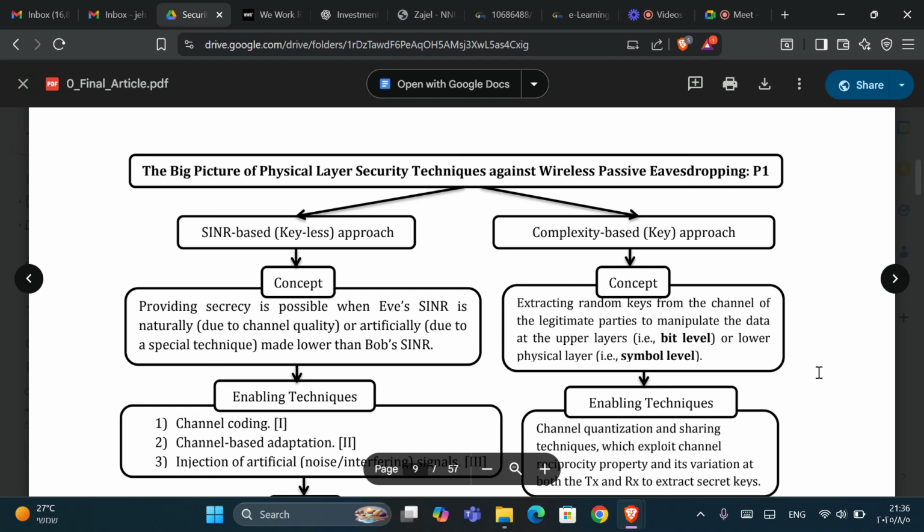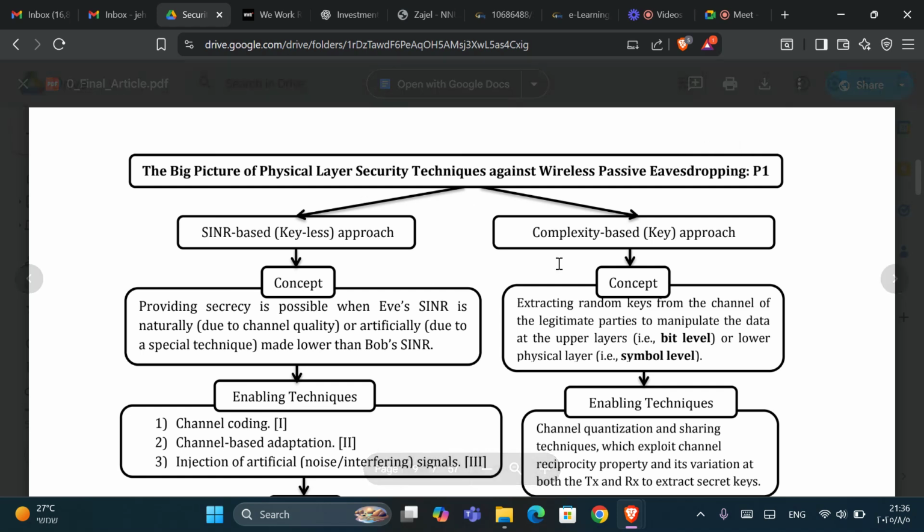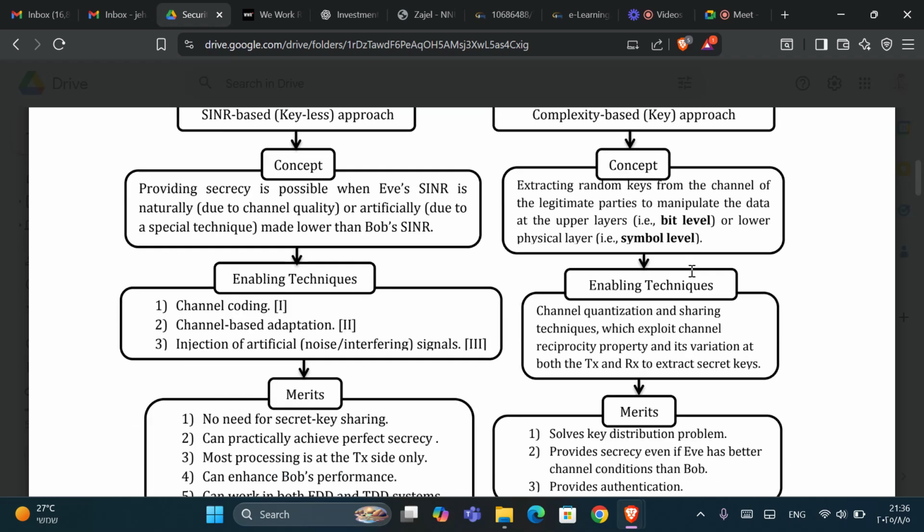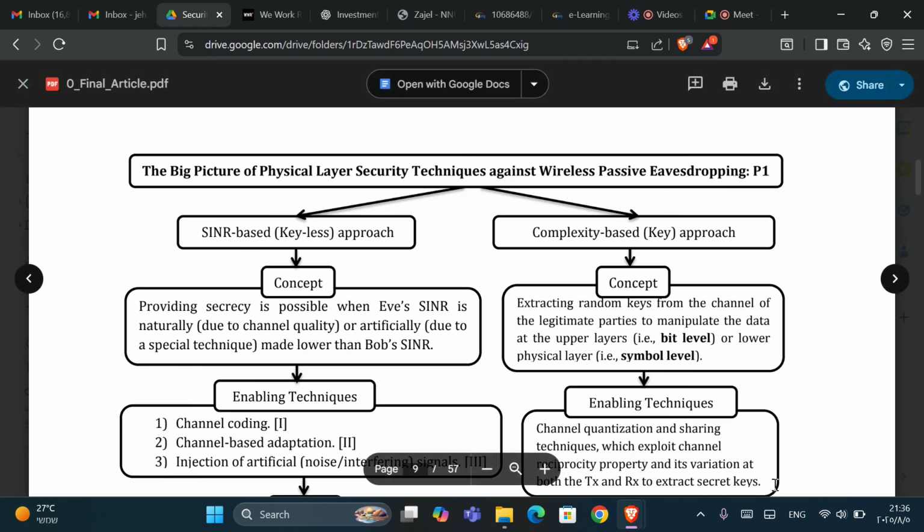In today's lecture, we will continue talking about the big picture of physical layer security techniques against wireless passive eavesdropping. In the last lecture, we talked about the SINR-based keyless approach. In today's lecture, we will mainly focus on the complexity-based key approach. Now, we need to understand the main concept of this approach and how it works.